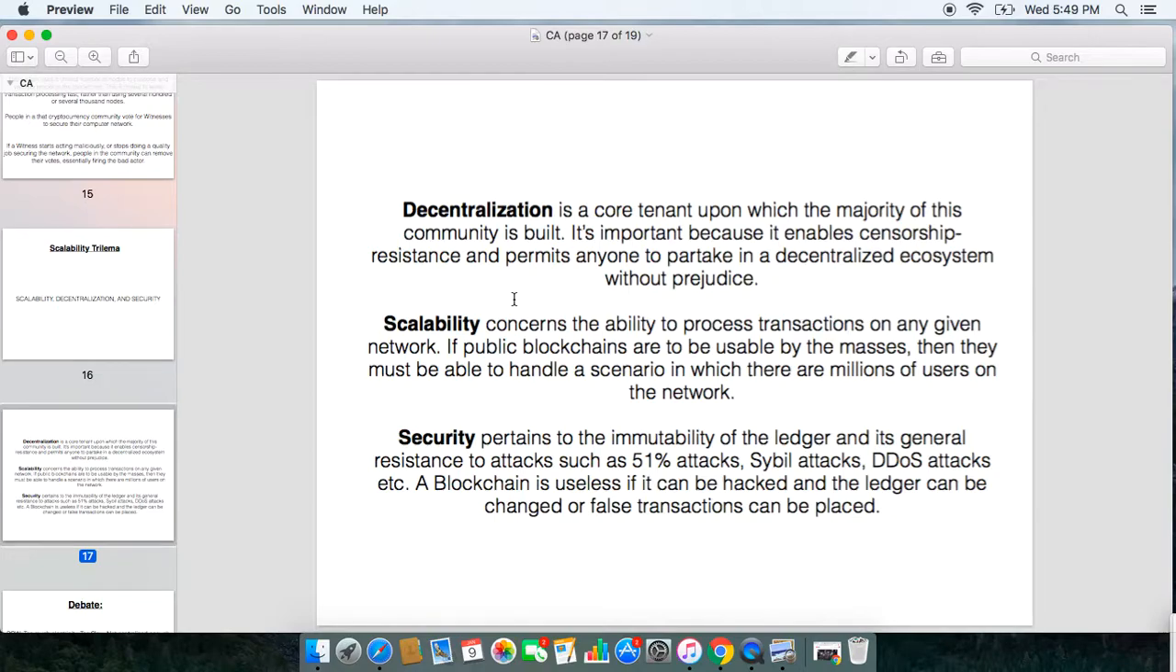You have security as well. It pertains to the immutability of the blockchain ledger and its general resistance to attacks: 51% attacks, Sybil attacks, DDoS attacks, etc. And I'll put that in another video. But a blockchain is basically useless if it could be hacked and the ledger of everything that happened in the past can be changed, edited, or false transactions can be placed. No one's going to use a blockchain if there's no security and people are able to double spend, attack the system, or commit fraud.